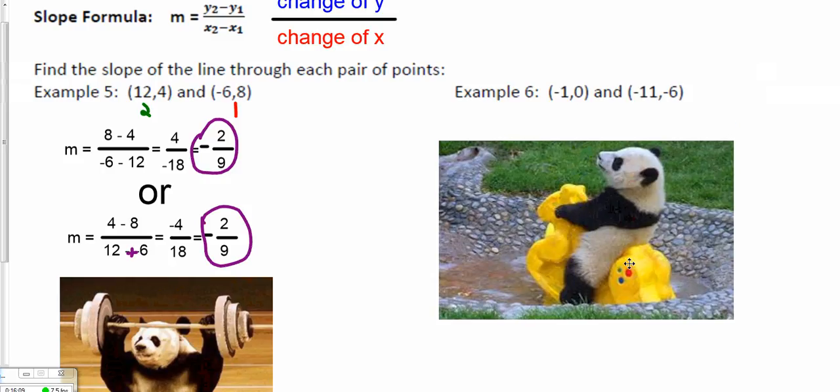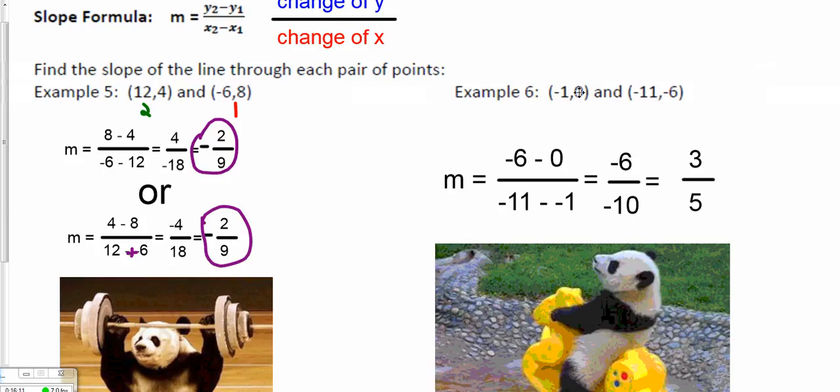So, checking this one out then, we'll do the same exact thing, only we'll do it just one way. We are going to use this as point 2, this as point 1. Negative 6 minus 0 over negative 11 minus negative 1. Negative 6 minus 0 is negative 6. Negative 11 minus negative 1, again, remember that's like adding. Negative 11 plus 1 is negative 10. Negative over negative, those cancel out and become a positive. 6 over 10, we can take 2 out of each of those. We reduce it down to 3/5. So we would say the slope between these 2 points is 3/5.